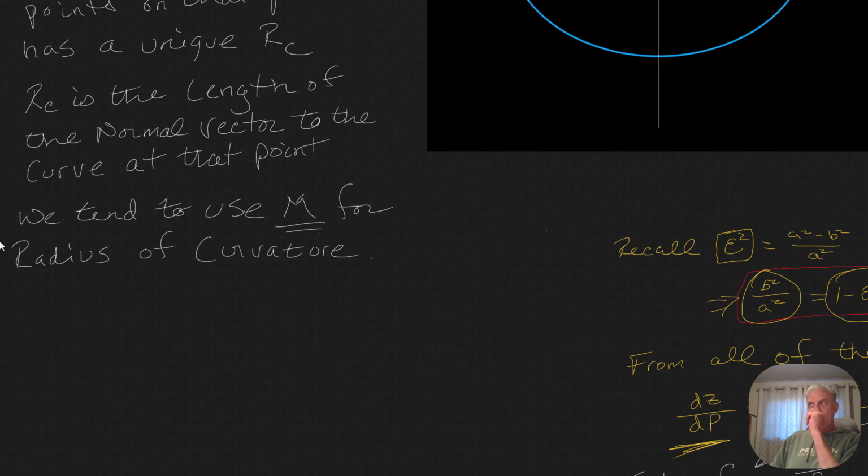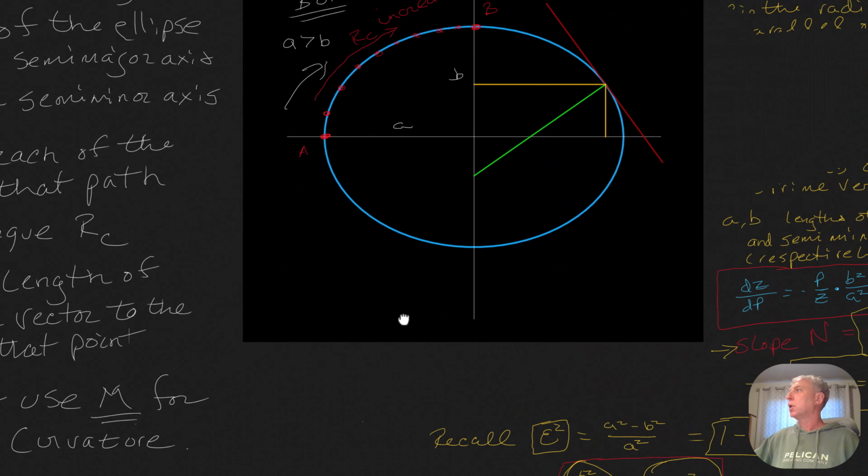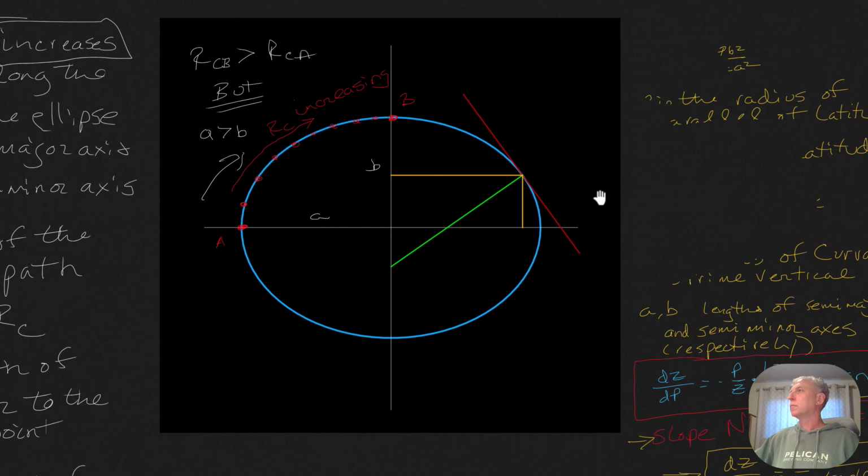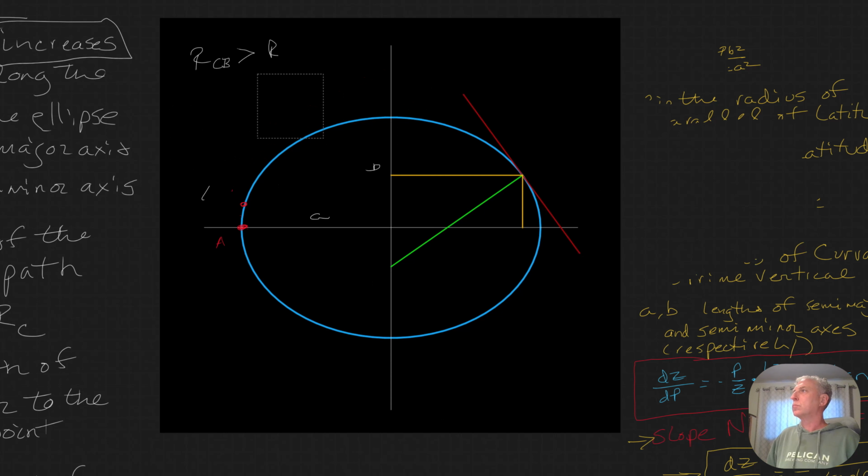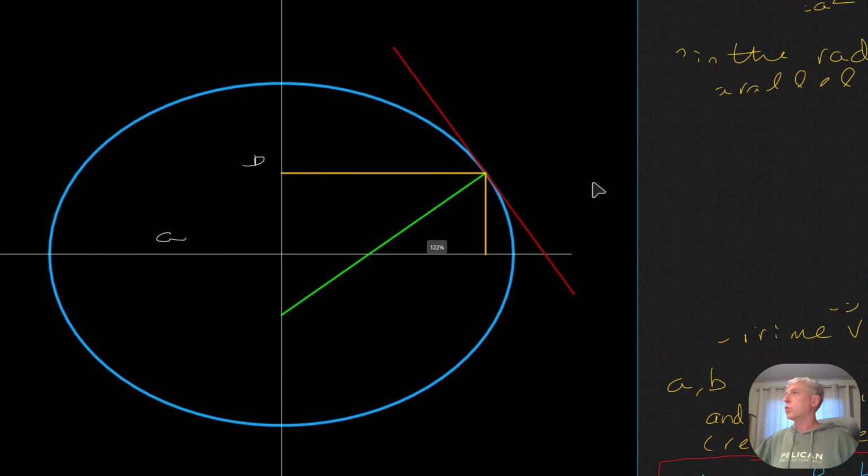Now, remember how I said I hate the term radius of curvature in the prime vertical? Well, here's why. Let me erase this stuff. Let me zoom into this quadrant here.